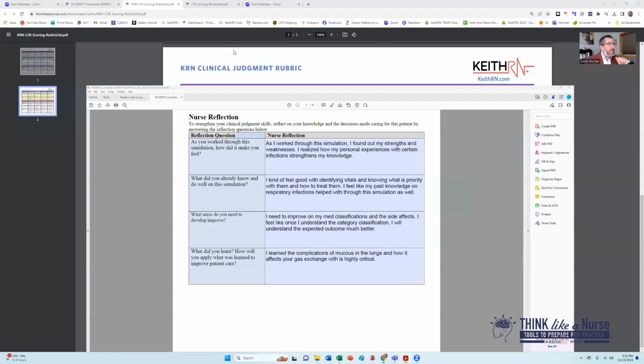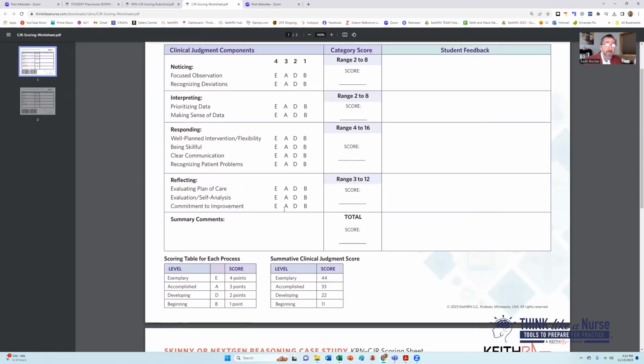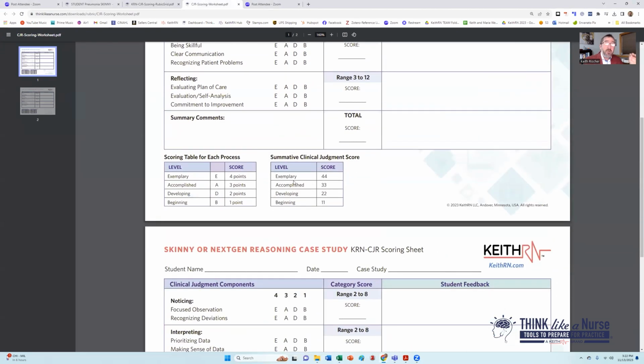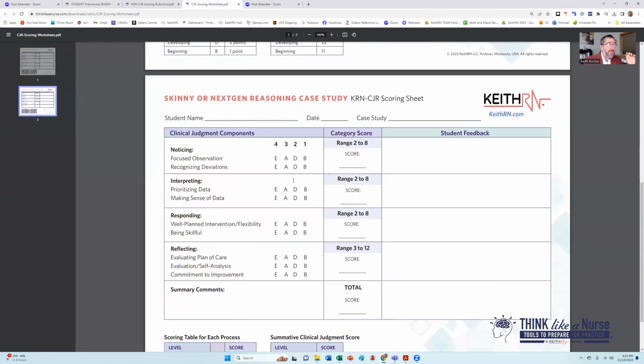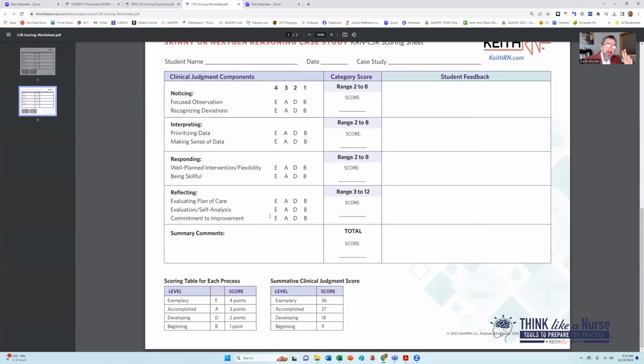And so now what we're going to go to is looking at the scoring worksheet. With the rubric, with the scoring worksheet, because we have unfolding reasoning that has about 40 questions, we have a little more information on the first page in the rubric package that we use. But if you're using skinny reasoning, which is 20 questions, or even the next gen reasoning, which is only 8 questions, you can still evaluate their thinking using this worksheet. I want you to know there are 2 pages, and that's what I wanted to highlight.